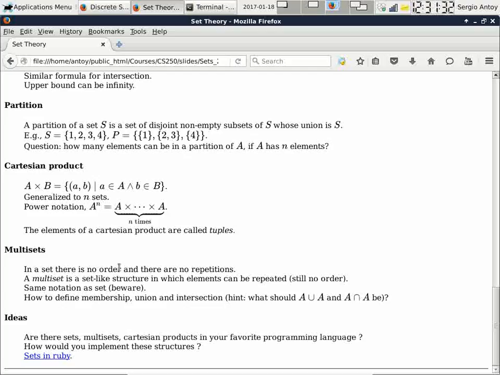In a set, there is no order. If you have a set with the elements 1, 2, 3, this is exactly the same as the set with elements 3, 2, 1. There is no order. So now we have another structure that we call multiset. A multiset is like a set in which the element can be repeated. Still, there is no order of the elements, but the elements can be repeated.